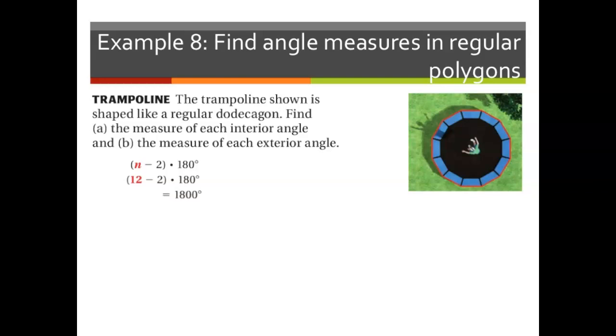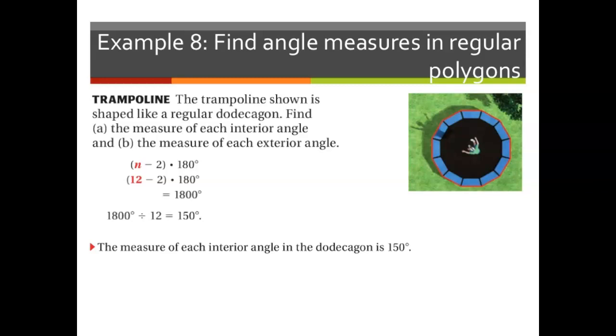That comes out to be 10 times 180, which is 1,800 degrees. Now, since you're trying to find the measure of each interior angle, how many angles are there altogether in a dodecagon? There are 12 angles altogether. So if I take this 1,800 and divide it evenly by 12, that gives me that each angle is 150 degrees.